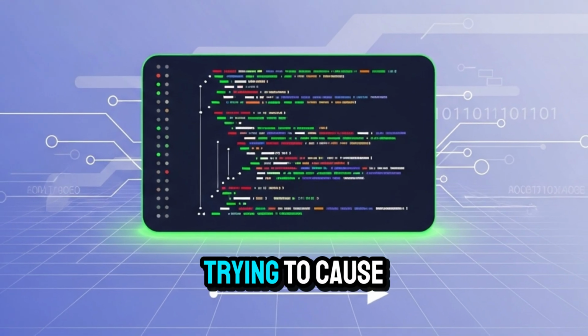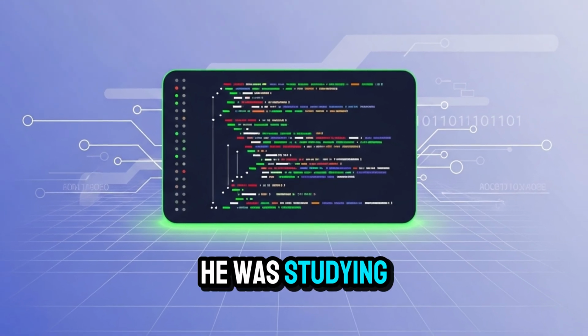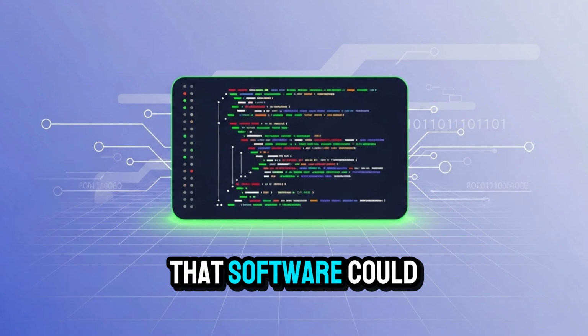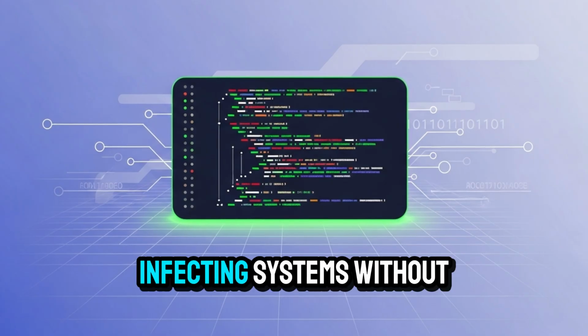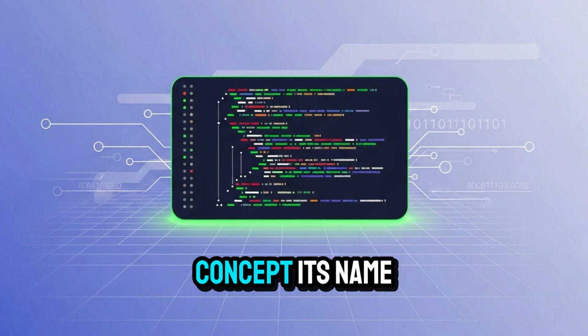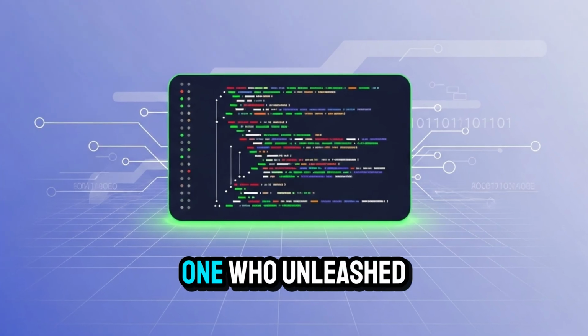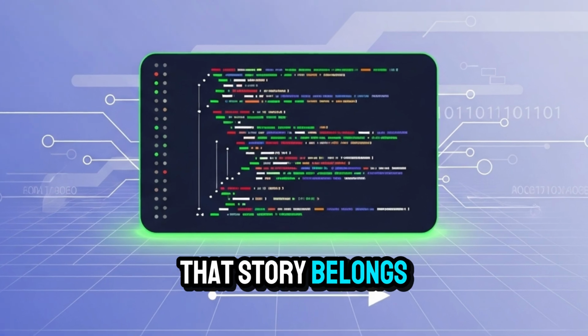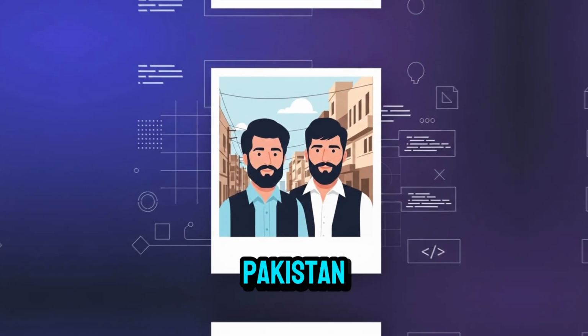But Cohen wasn't trying to cause chaos. He was studying security. His work proved a chilling fact, that software could spread like a disease, infecting systems without a trace. But while Fred Cohen gave the concept its name, he wasn't the one who unleashed the first virus into the wild. That story belongs to 1986 in Pakistan.